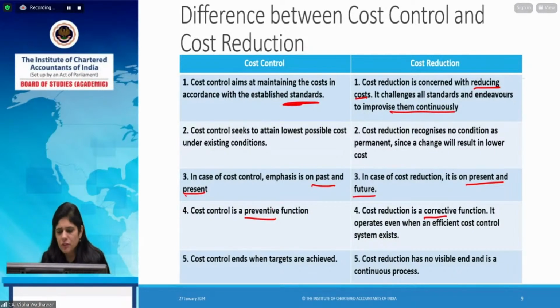So this is an important point. Cost control ends when targets are achieved. So you have achieved the standard cost. You didn't go beyond the standard cost. So your targets are achieved. Cost reduction has no visible targets, and it's a continuous, ongoing process. They always strive to further reduce the cost, by focusing on research on the best, another optimal way to do that activity or produce that product. So that is cost control and cost reduction, a very important difference and very important topic when we do cost and management accounting. So be thorough with these concepts.